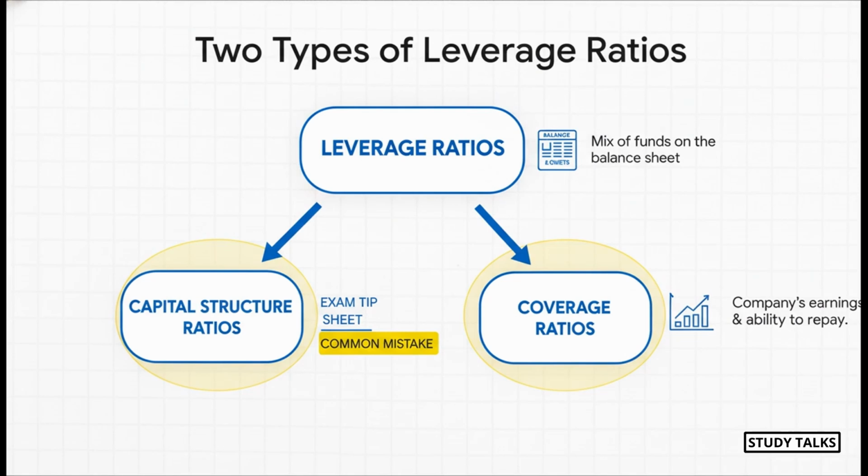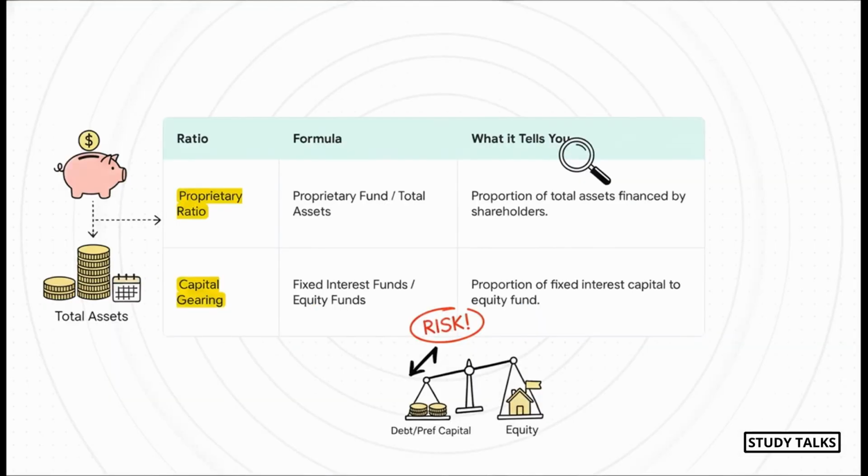We can pretty much split leverage ratios into 2 groups. First, you have capital structure ratios, which look at the mix of money on the balance sheet. And second, you've got coverage ratios, which dig into the profit and loss account to see if the company is actually earning enough to cover its debt payments. So let's look at a few key ones.